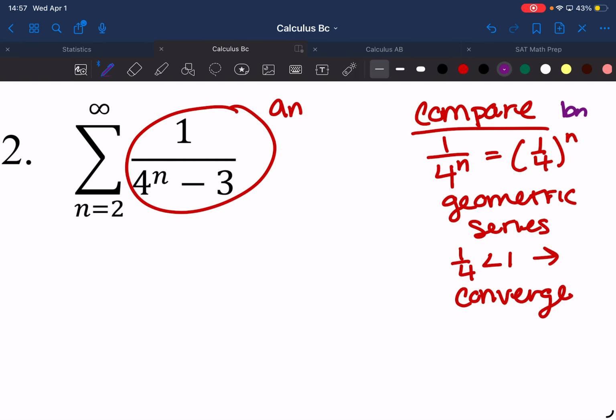Wait, are you sure? B sub n is smaller. Why? Good, it's subtracting a number. Subtracting a number, right? The last one we were adding a number, that's why it was bigger. We were adding to 2 to the n power. Now we're subtracting from our comparison.